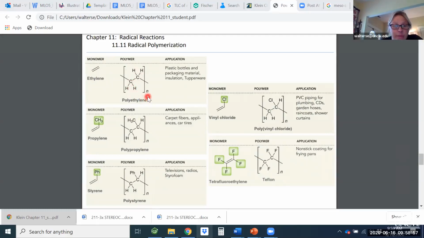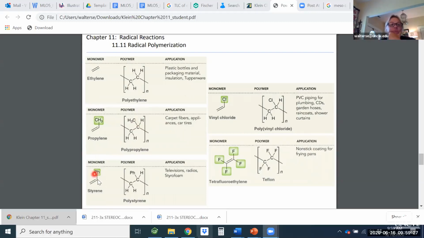that would be repeated some number of times. And then just for your knowledge, you are very exposed to polymers. So polyethylene is used in bottles, plastic bottles, manufacturing materials in terms of packaging, Tupperware. Here's another one, propylene. So you make polypropylene. It has a methyl group on it. It's for carpet, car tires.